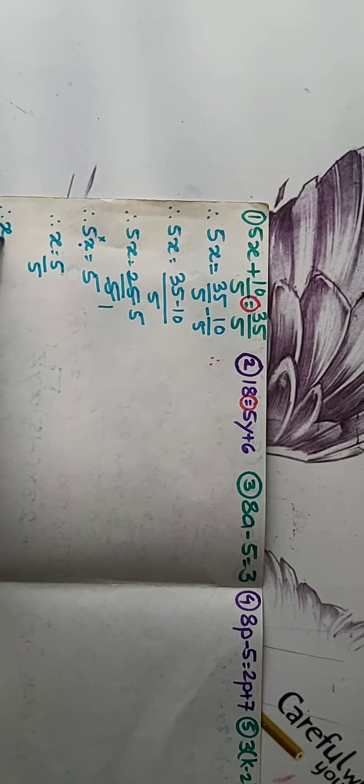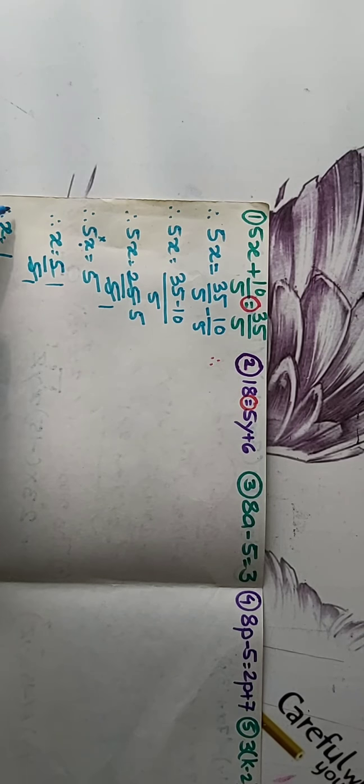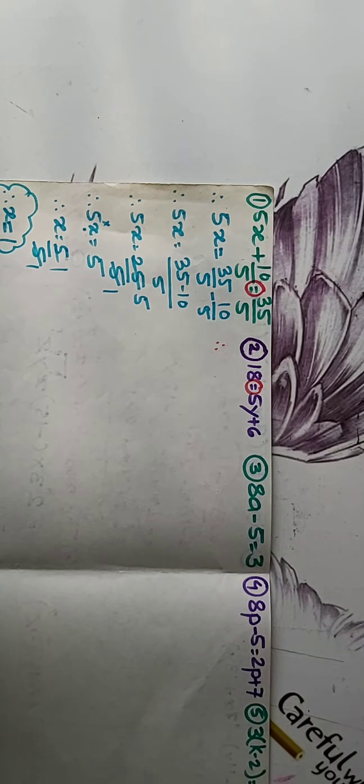Therefore now x is equal to, here 1 upon 1 means 1, so we got the answer, x is equal to 1. This way you have to solve. The same kind of examples are in your practice set. Now we'll see the second one.